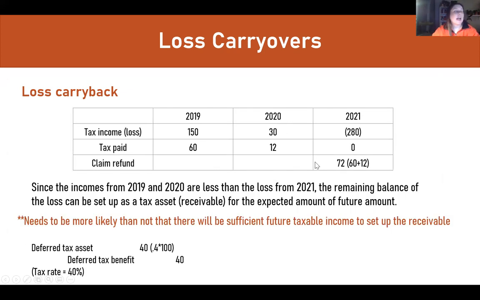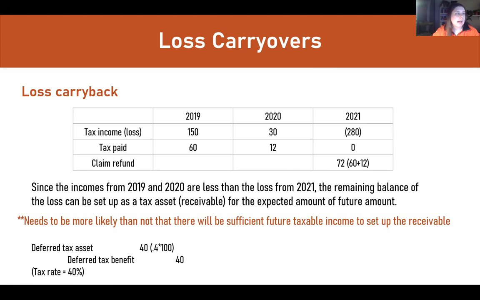But what happens if you still have a balance of your loss after you apply it to previous years? So here, same numbers, but instead in 2021, I have a loss of 280. After I apply it to 2019 and 2020, I still have a balance of loss of $100. I still have a loss of $100.